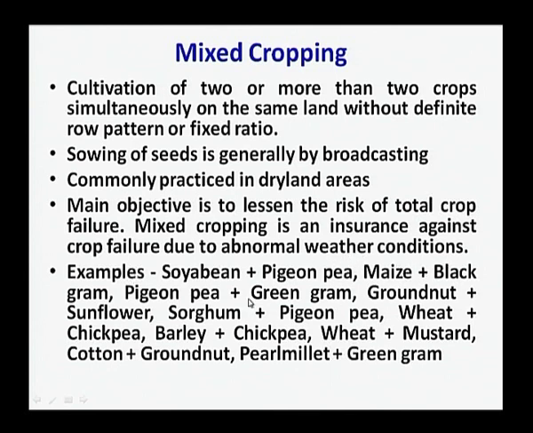For example, soybean plus pigeon pea, maize plus black gram, pigeon pea plus green gram, groundnut plus sunflower, sorghum plus pigeon pea, wheat plus chickpea, barley plus chickpea, wheat plus mustard, cotton plus groundnut, pearl millet plus green gram are examples of mixed cropping.